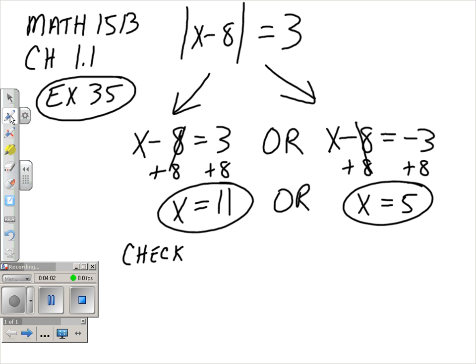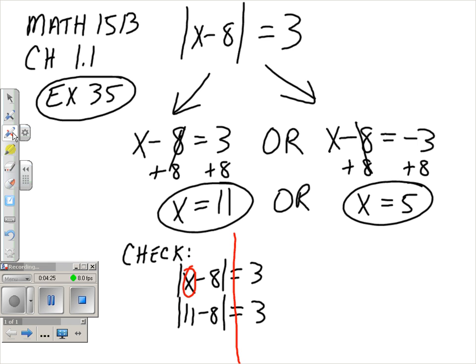Now you should always check your answers to see if they work. So I'm going to go back to my original equation, the absolute value of x minus 8 equals 3. I'm going to take out the x, and I'm going to put in my answer of 11. So 11 minus 8, the absolute value of that is supposed to be equal to 3. Now remember to keep your left and right sides of your fence separate. When I solve this, absolute value of 11 minus 8, I get the absolute value of 3. And equals, and on the right side of the fence I have a 3 there.